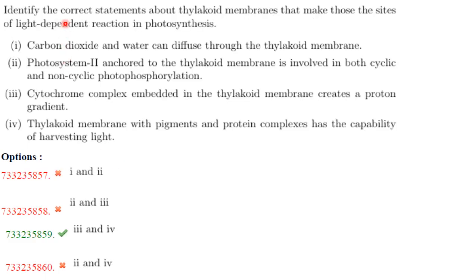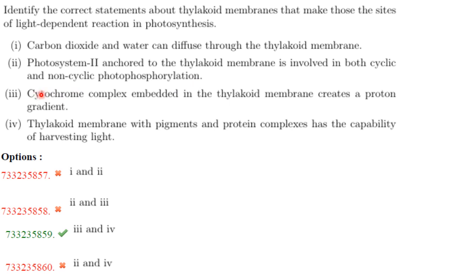The next one. Identify the correct statement about thylakoid membrane that make those the sites of light dependent reaction in photosynthesis. Carbon dioxide and water can diffuse through the thylakoid membrane. More correct will be H positive ions can diffuse through the thylakoid membrane. Photosystem 2 anchored to the thylakoid membrane is involved in both cyclic and non-cyclic photophosphorylation. Photosystem 2 is involved in non-cyclic photophosphorylation only, not in cyclic.